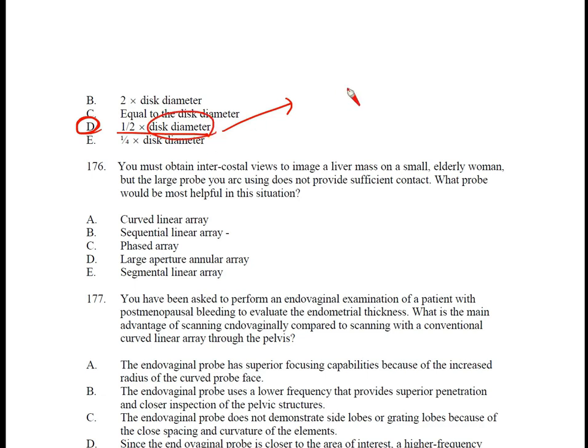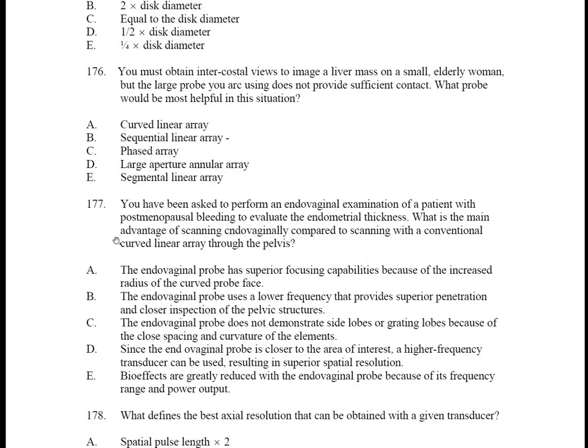Alternatively, the question could be changed to ask, if the disc diameter is 6 centimeters, at which point does the narrowest focusing occur? If you simply divide it in half, 3 centimeters would be the width where it is the narrowest. This is a simple calculation problem and also a question that checks whether you understand the basic concept, so make sure to remember it well. Moving on, let's look at question 176.